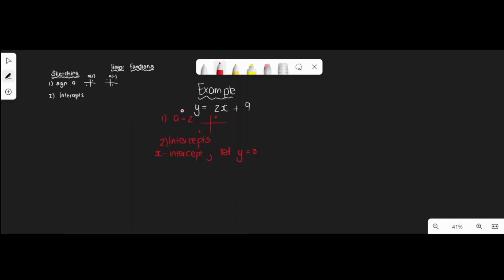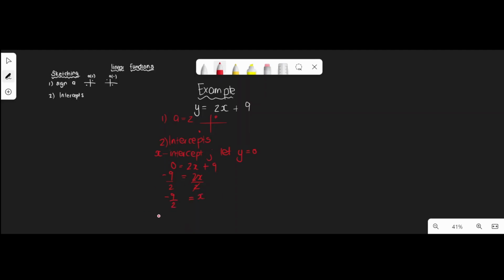So let's do that. We're going to say 0 is equal to 2x plus 9, right? Now we need to solve for x, so we need to make x the subject of the formula. First, we're going to take the 9 to the other side, so it's going to be negative 9 equals 2x. Now we need to make sure that x is alone, so we're going to divide both sides by 2. The 2 here is going to cancel out, so what we're left with is negative 9 over 2 is equal to x.